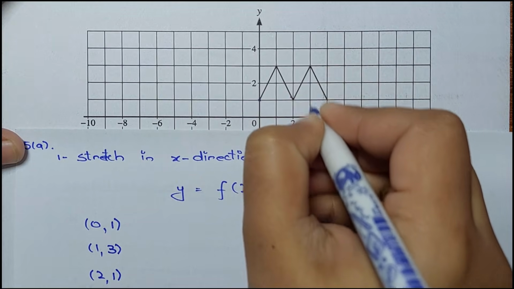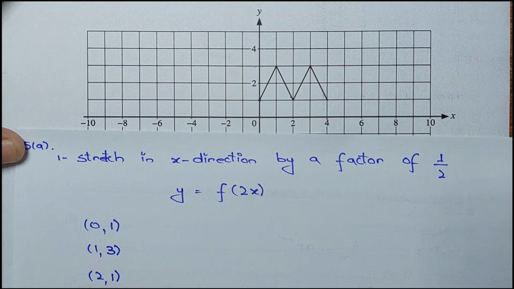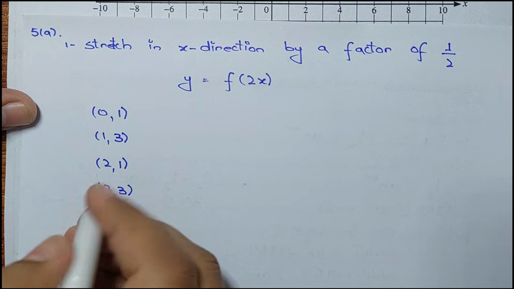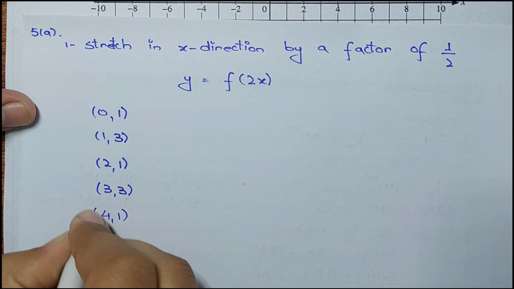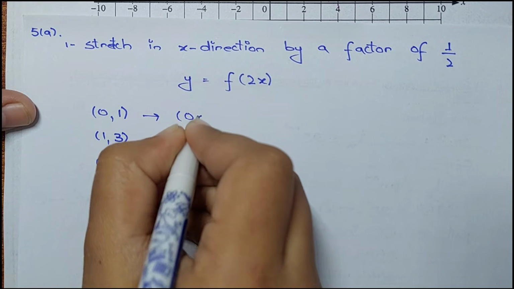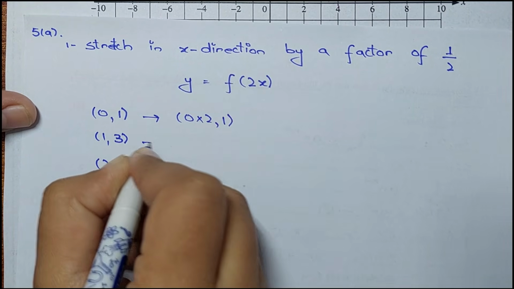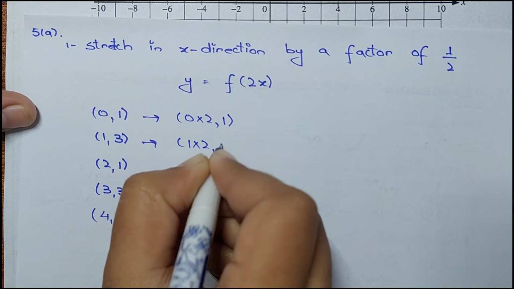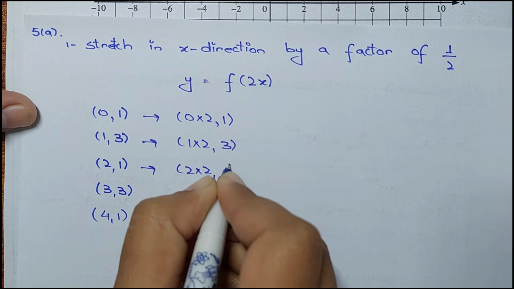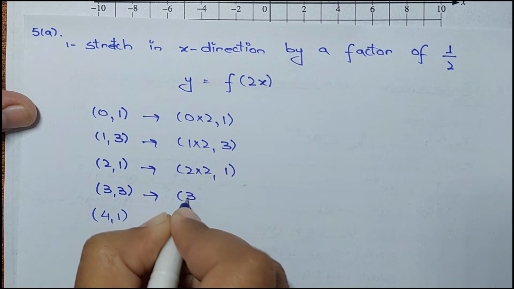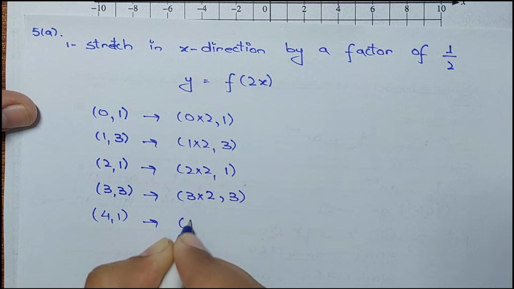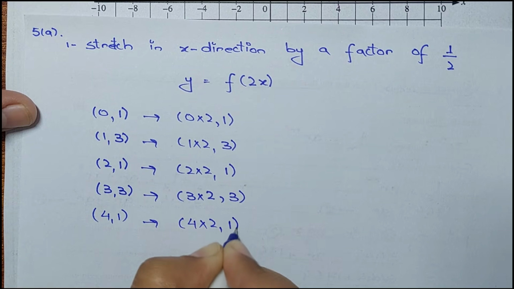Okay, this coordinate is 3, 3, and this is 4 and 1. Okay, that is 4 and 1, right? The x values are multiplying by 2, right? 0 times 2 and 1 is as it is. 1 is multiplying by 2 and 3 is as it is. 2 is multiplying by 2 and 1 is as it is. 3 is multiplying by 2 and 3 is as it is. The y coordinates are as it is. 4 times 2 and the y coordinate is 1.